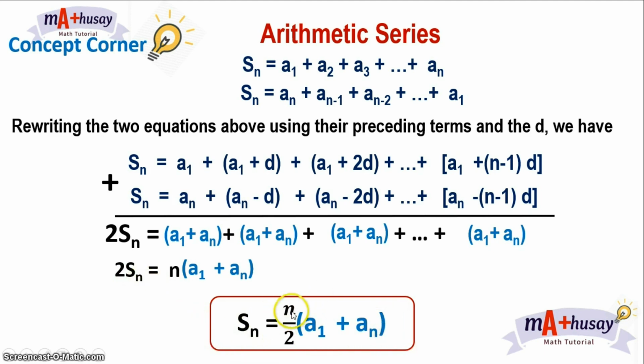S sub n is equal to n divided by 2 times the quantity of the first term plus the last term. So this formula can be used if you have the first term, the last term, and you know the number of terms in the given sequence.